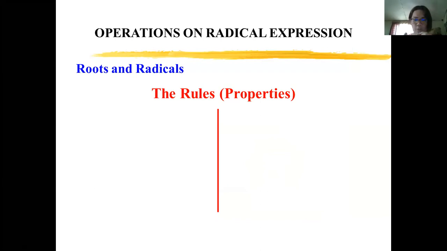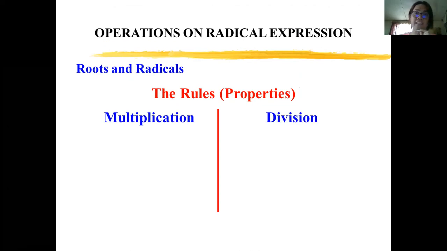In the operations on radical expressions, we are following some rules or properties. What are these rules? The rules are for multiplication and for division. Let's start our operations on radical expressions with multiplication and division. Later on will be addition and subtraction. For multiplication, this is the rule. When you multiply square root of A times square root of B, that is equal to square root of A times B. I want you to remember the rule.